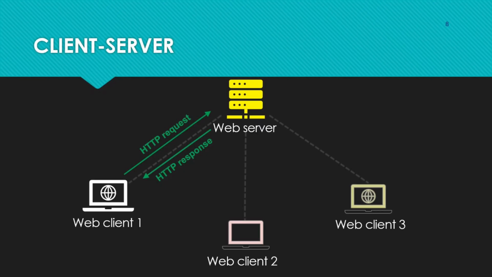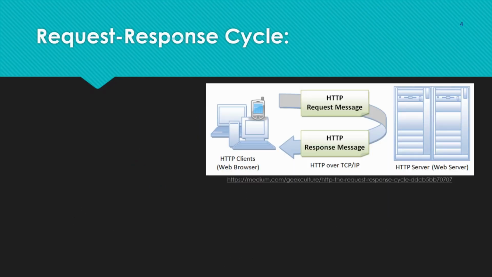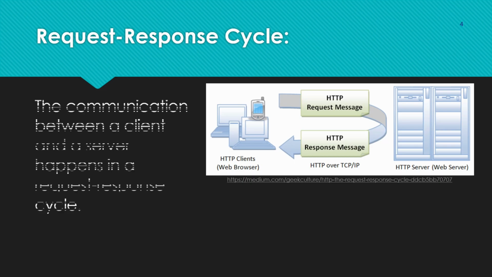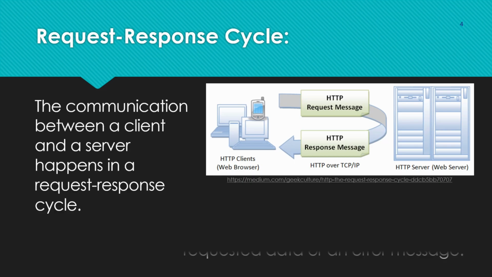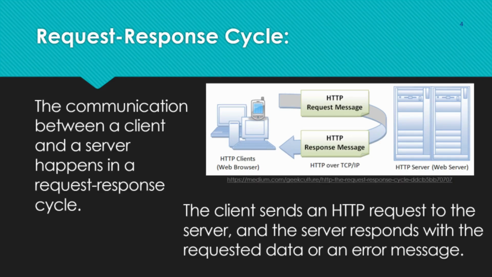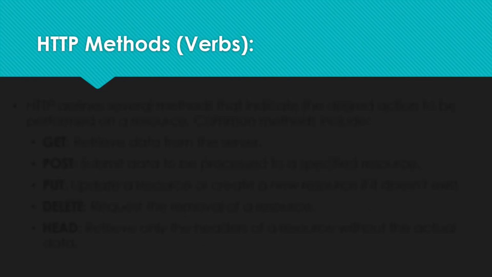Now we will talk more about this request and response cycle. The communication between the client and the server happens in a request-response cycle, meaning the computer is going to request some resources and the server is going to provide them. There is a possibility that an error message is also given as the response, because for example, if a file is not there, then we are going to get an error of 404 not found. We will talk more about this later in this video.